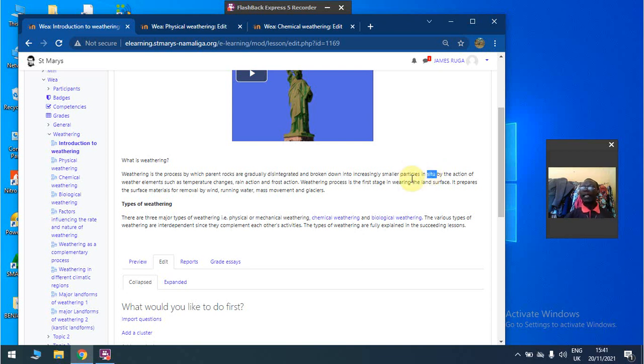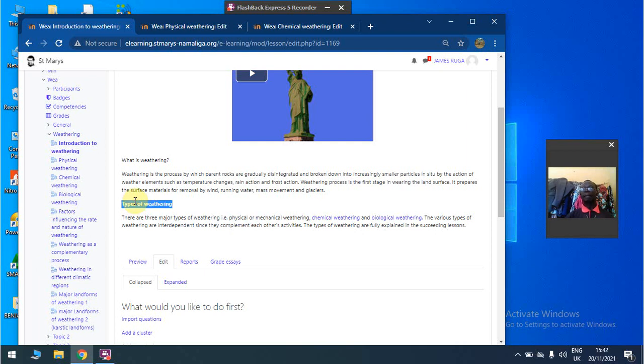Weathering is brought about by the actions of weather elements such as temperature changes, frost action, and the actions of rain. We are going to look at the details of all this when we look at the types of weathering. So let's go straight to the types of weathering.